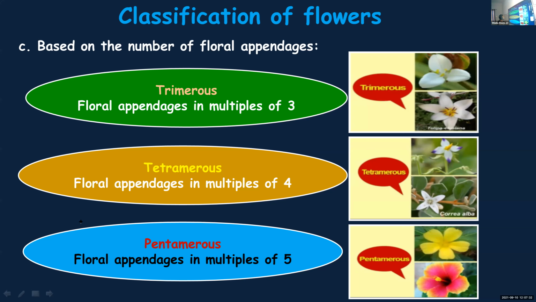So that is the third criteria for classifying flowers. Once again, flowers can be classified into trimerous, tetramerous, and pentamerous depending upon the number of floral appendages. Trimerous means the number of floral appendages will be either 3 or multiples of 3. Tetramerous, 4 or multiples of 4. Pentamerous, 5 or multiples of 5.